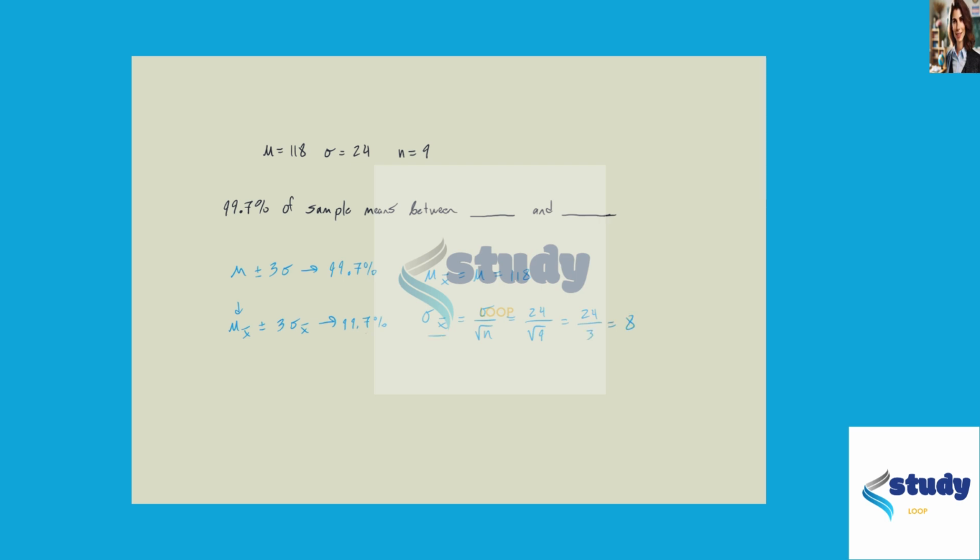So for our 99.7%, that will be our mean of our sampling distribution, 118, plus and minus 3, times the standard deviation of our sample mean, which we found to be 8. So that would give us 118 plus or minus 24. And when we subtract, we get our lower bound, and 118 minus 24 gives us 94. And when we add, we'll get our upper bound for the 99.7%, and 118 plus 24 gives us 142. So that's our two values for the lower bound and upper bound.